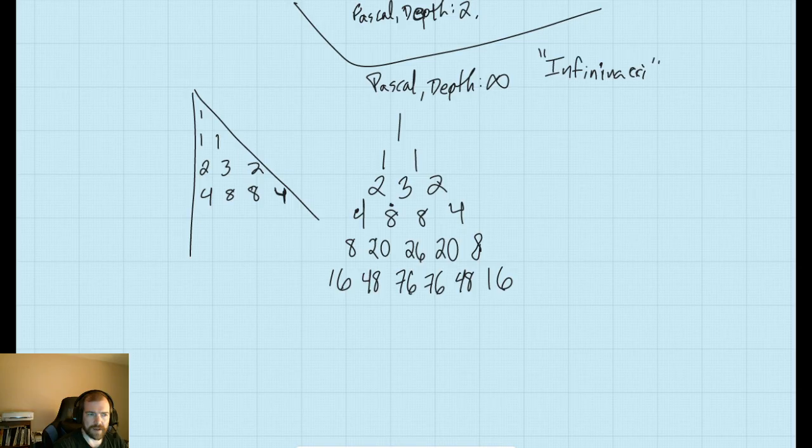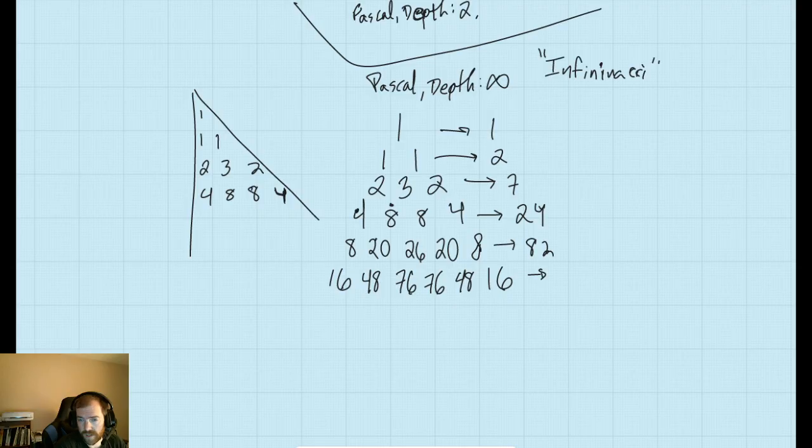So then I took the sum of each of the rows. 2, 3, 2 is 4, 7. 12, 12 is 24. 40, 56, and 26 is 62, 82. I'm probably going to make a mistake here, but it's fine. 76 is 152, and 96 is going to be 248, and 32 is 280. Something like that.